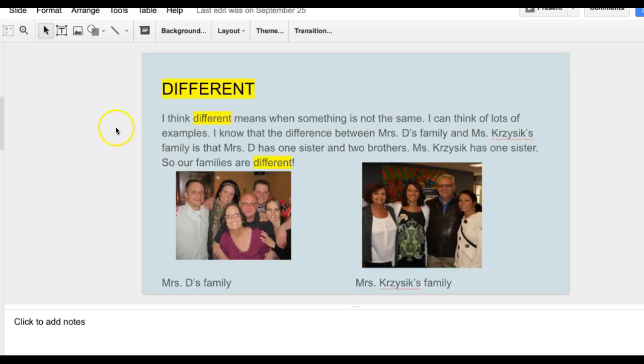And here's an example of one that I did. So the word is different. I think different means when something is not the same. I can think of lots of examples. I know that the difference between Mrs. D's family and Miss Krisik's family is that Mrs. D has 1 sister and 2 brothers, and Miss Krisik has 1 sister. So our families are different. So you'll see how Mrs. D put the word up here. I wrote down what it means, and I gave a picture.